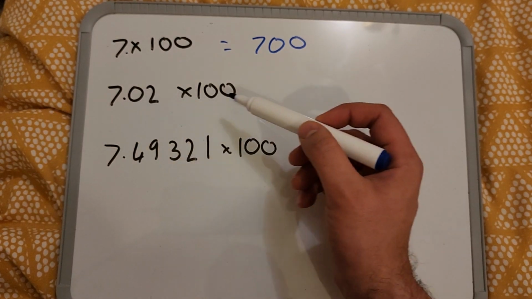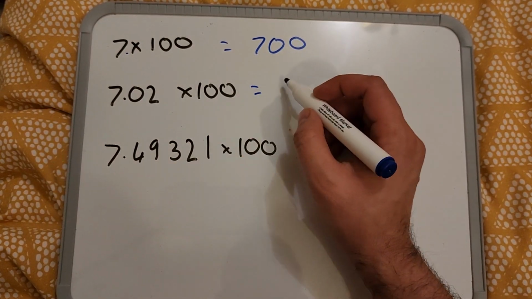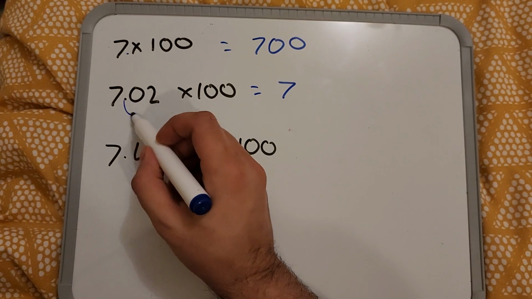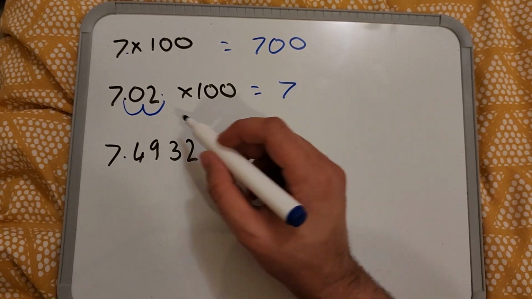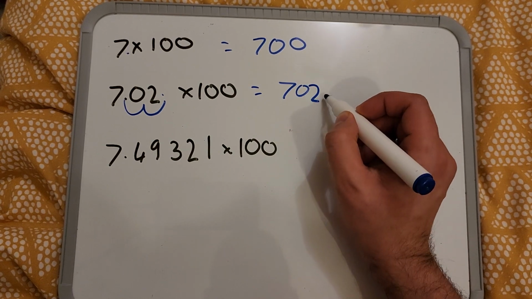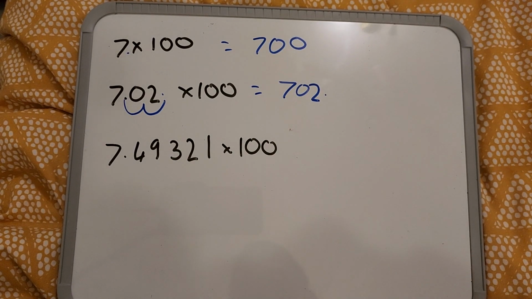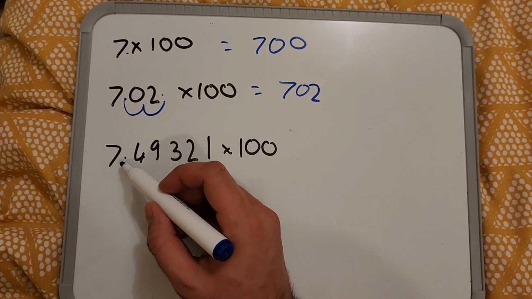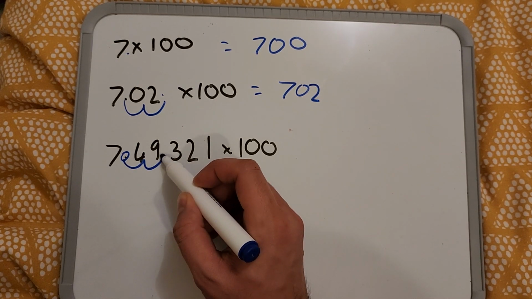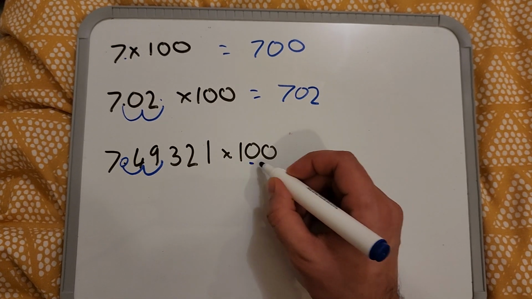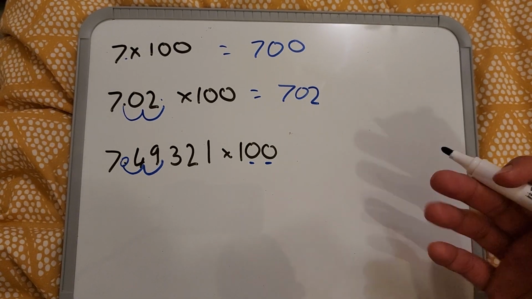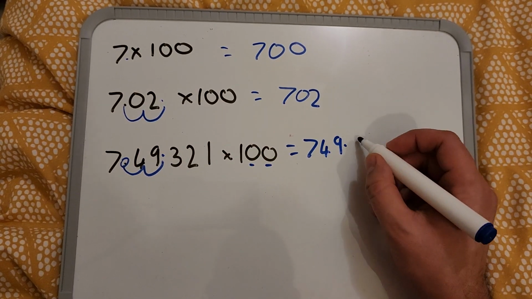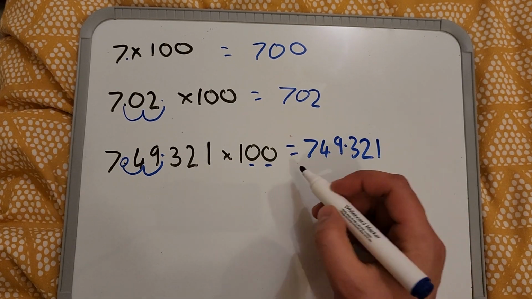Here we've got 7.02, timesing that by 100, so we'd have 7, and we'd move the decimal place 2 places, once and then twice. So this would become 702, followed by a decimal place, which if there's nothing following that, we don't actually need there. So it'd be just 702. Here, very similar example, again moving the decimal place 2 places, because there's 2 zeros in our number that we're timesing it by, which is 100. So 7, 4, 9, the decimal place, 3, 2, 1. Okay, there we go.